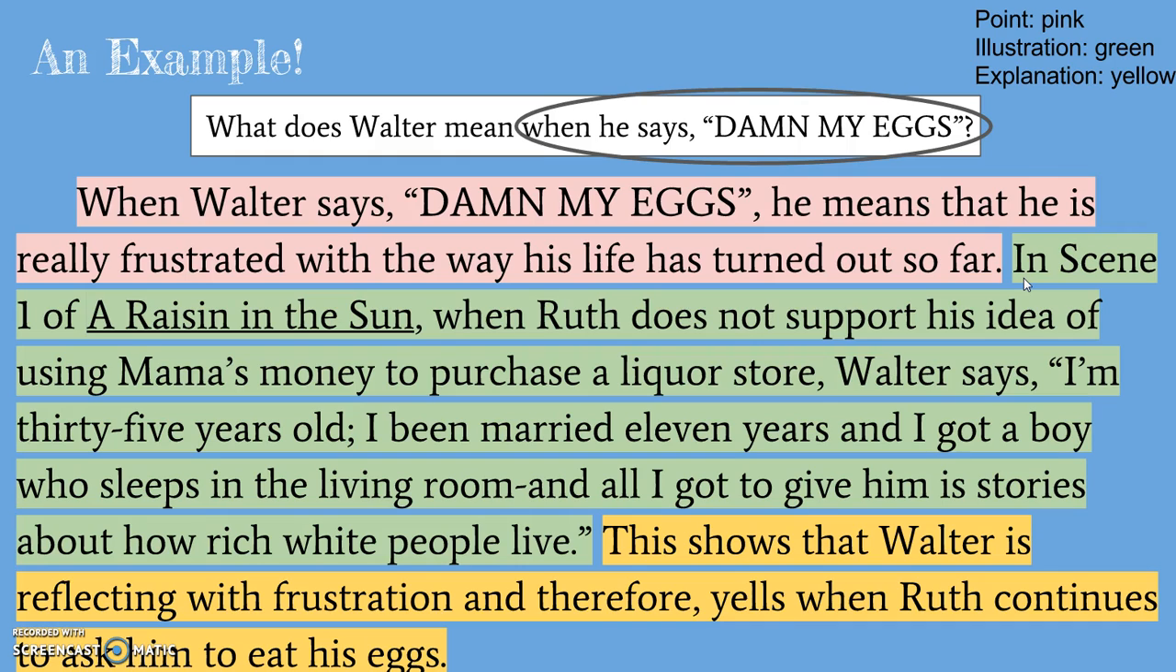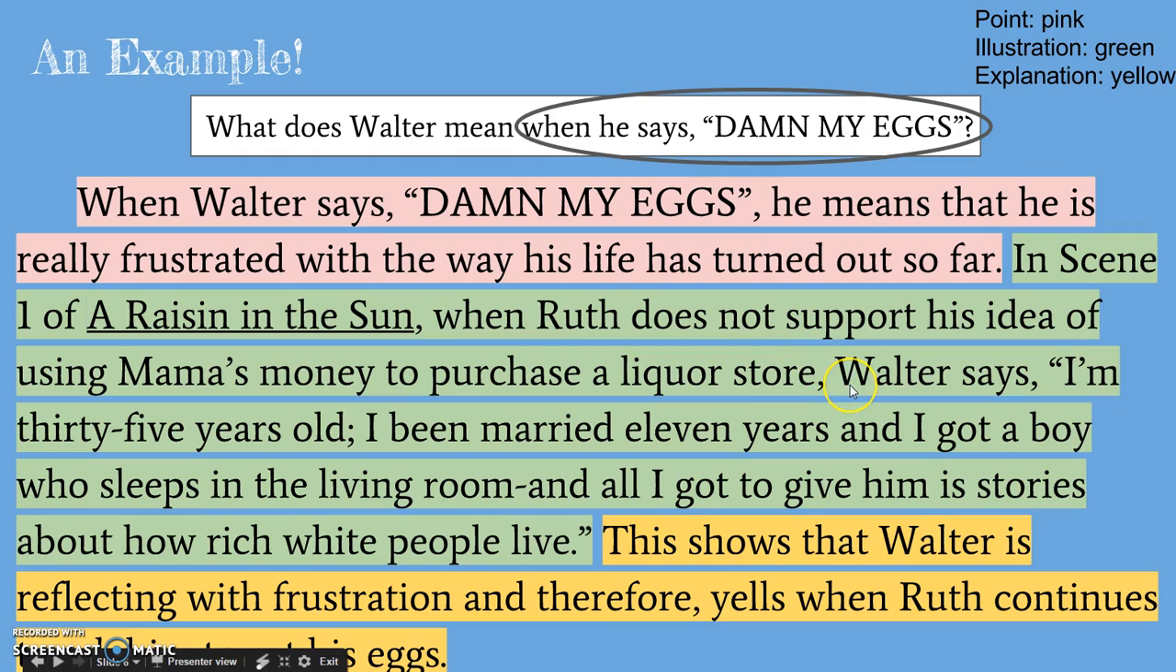So since I'm using a quote, I need a lead-in. So the first thing I need to do is provide a citation. I need to tell my reader where I got this quote from. So I start by saying, in scene 1 of A Raisin in the Sun. Next, I need to give some context. What's happening in this part? So the context is, when Ruth does not support his idea of using Mama's money to purchase a liquor store.